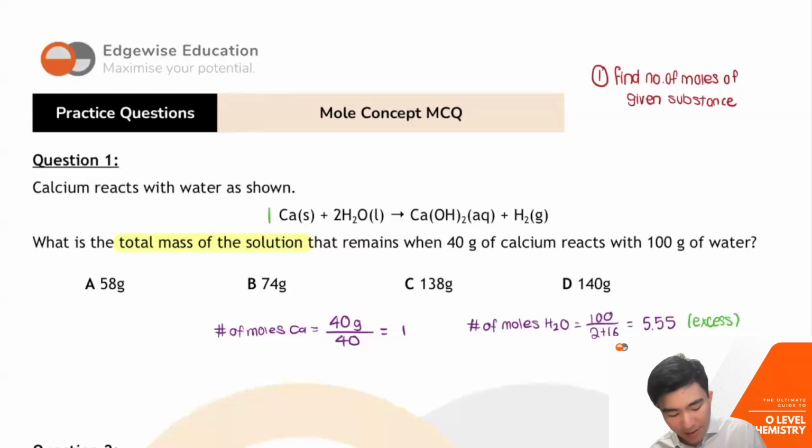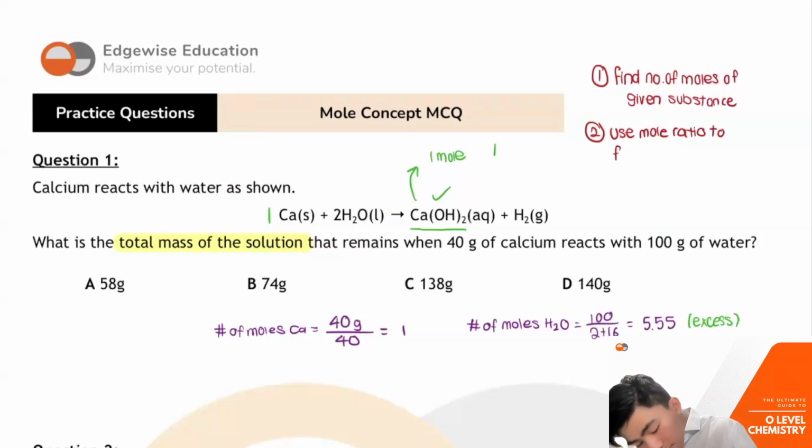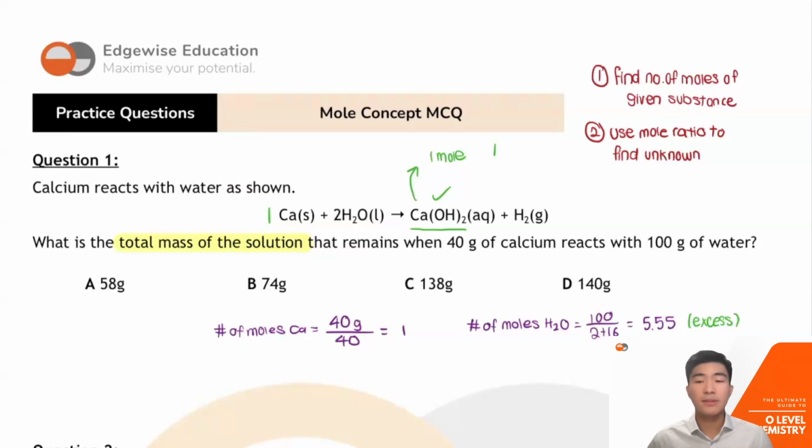So there's 1 mole of calcium. It will produce us 1 mole of CaOH2. Now, the question is this. I can find out what is the mass of CaOH2 that is being formed. It will be 1 mole, right? So that means that based on number 2, the second step will be use mole ratio to find unknown. Okay, so I'm giving you a framework to find out how to do mole concept questions.